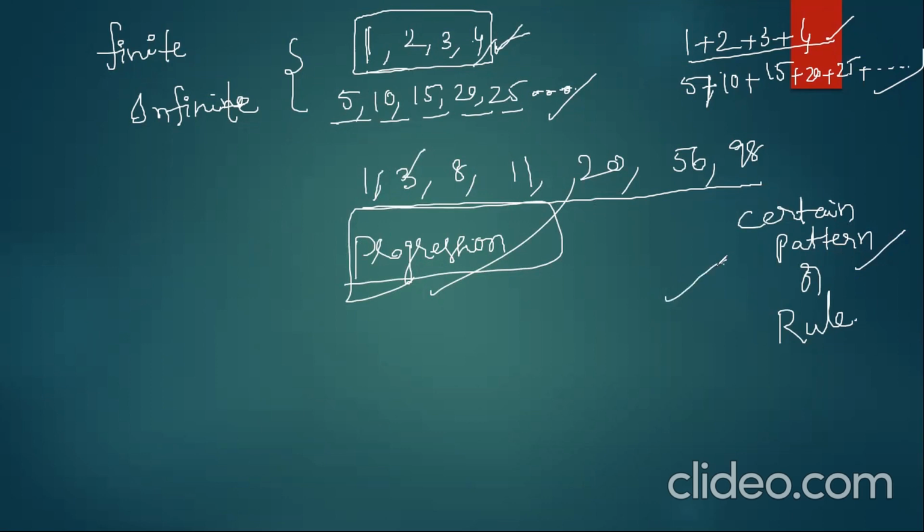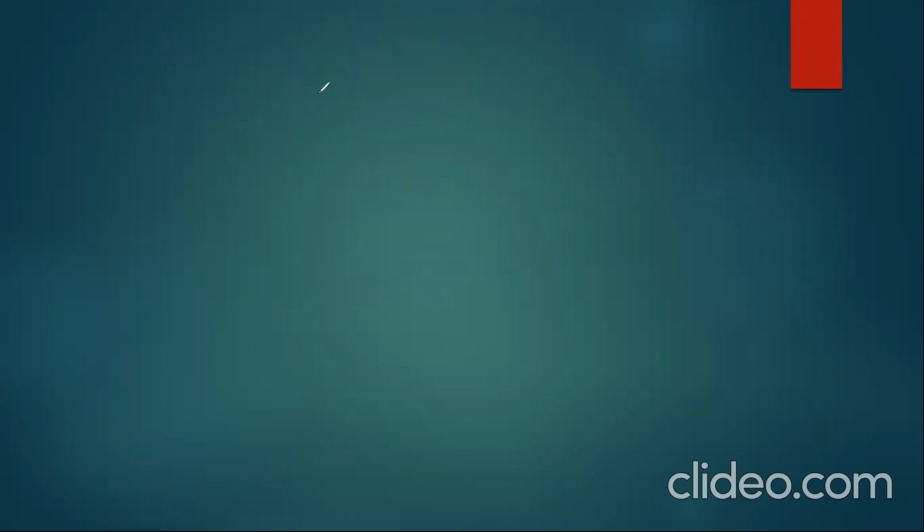Now you observe what the different types of progression are. There are mainly three kinds of progressions. The first one is arithmetic progression. Next, geometric progression.